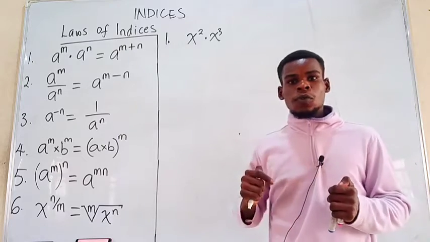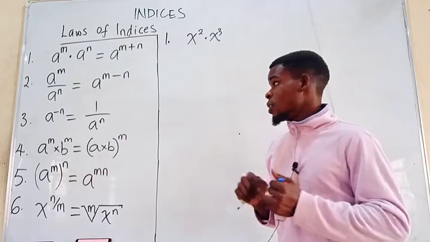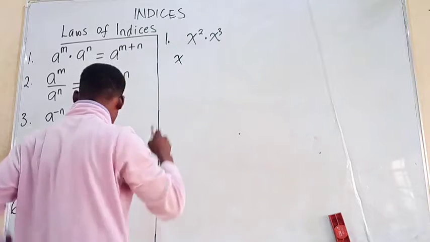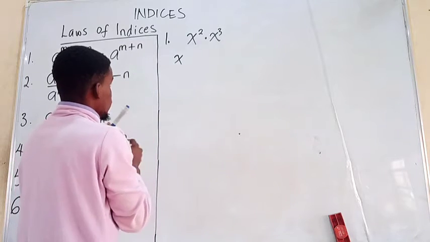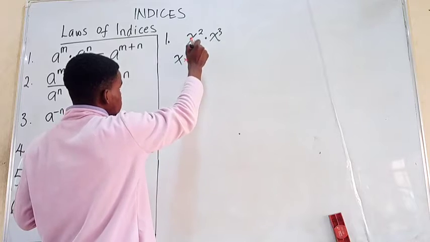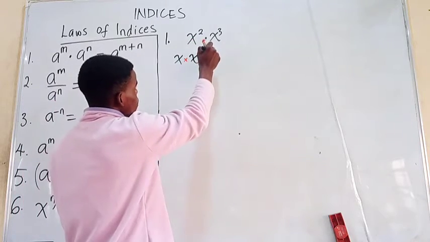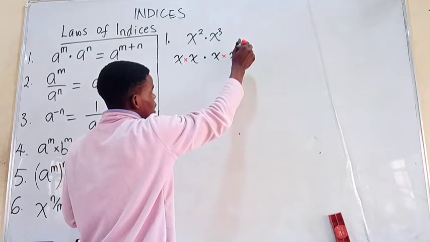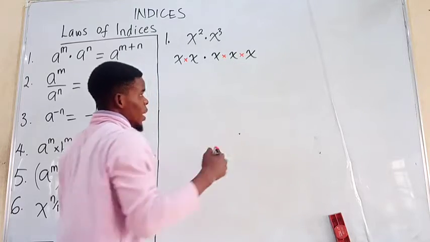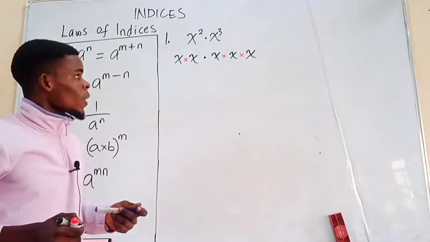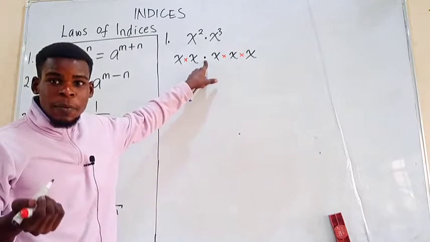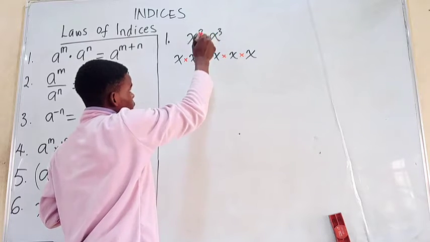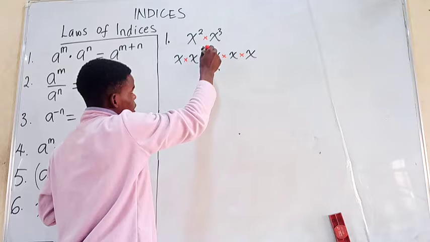From what we've learned already in the introduction to these indices, when we have x to power 2, we can rewrite that as x times x, and when we have x to power 3, we can rewrite that as x times x times x, where we have to repeat the product. This right here is still a multiplication, so just put that down as x.